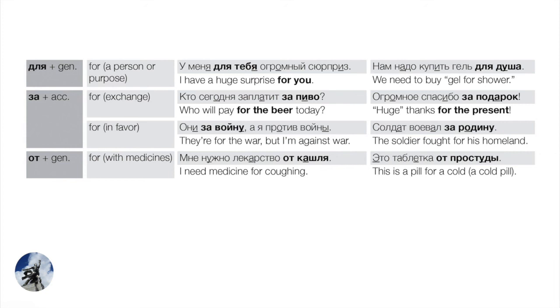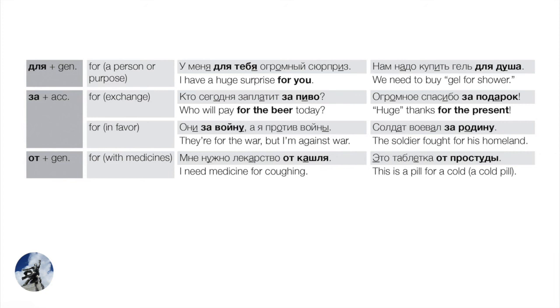За can also mean, again, a fairly distinct meaning from exchange, being in favor of something, right? Now, I think historically this meaning came about because you're behind something, so to speak. You're assuming a position behind it. You're supporting it in that sense. But again, for present purposes, we can just think that за plus accusative can mean in favor of. Они за войну, а я против войны. Or, for example, солдат воевал за родину. We've seen that example in some propaganda posters, right?